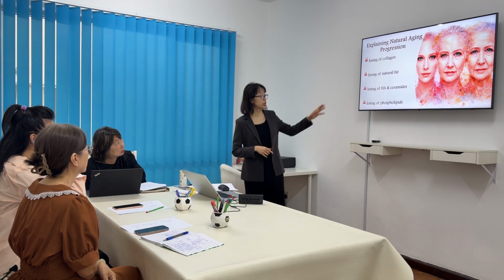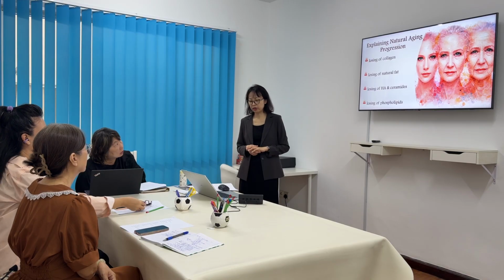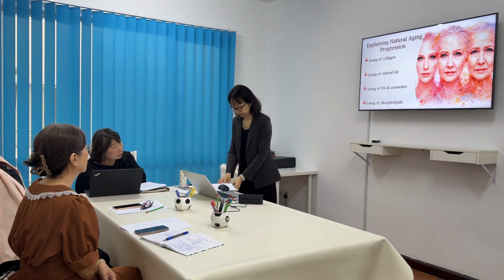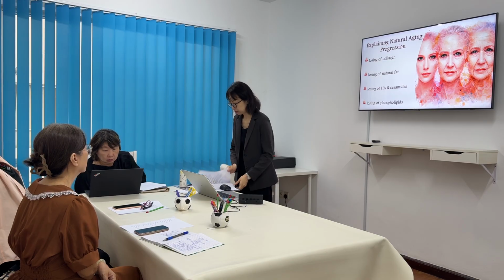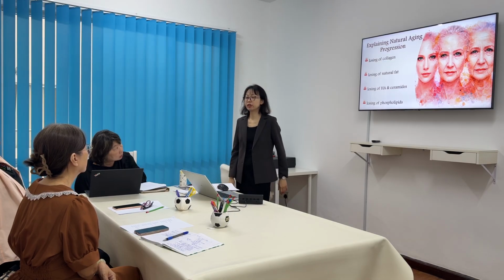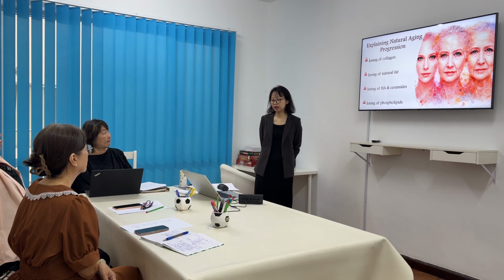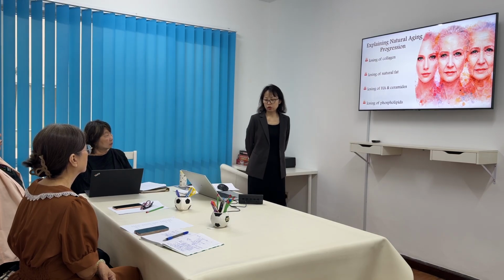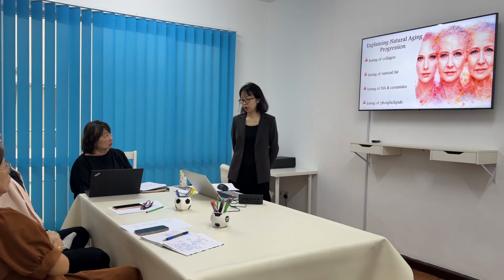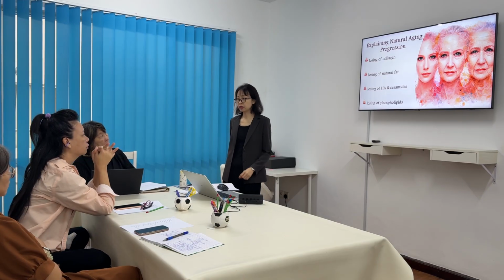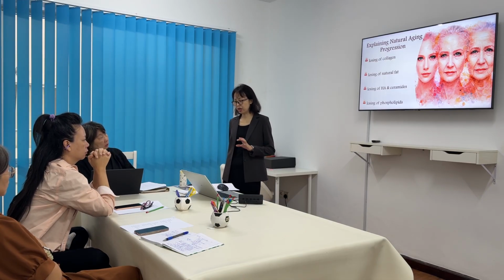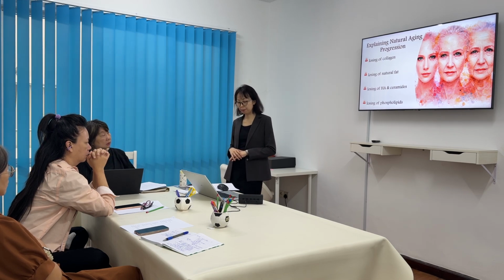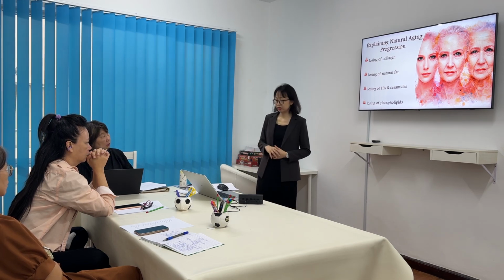So progression 3 is the loss of hyaluronic acid and ceramides. So what is hyaluronic acid and what does it do? Hyaluronic acid is like a water magnet in the skin. Its main job is to bind and hold water, keeping the skin looking plump, hydrated and elastic.